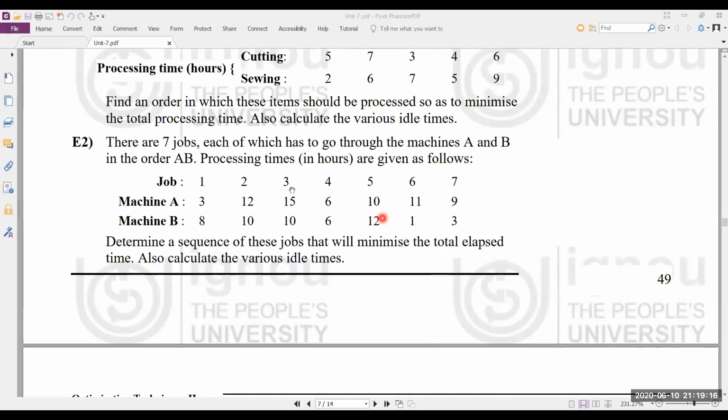Now there are 1, 2, 3 up to 7 jobs, and they will be performed on machine A and machine B. So we try to make 7 boxes and fill these boxes with the jobs. So first of all we make the 7 boxes.